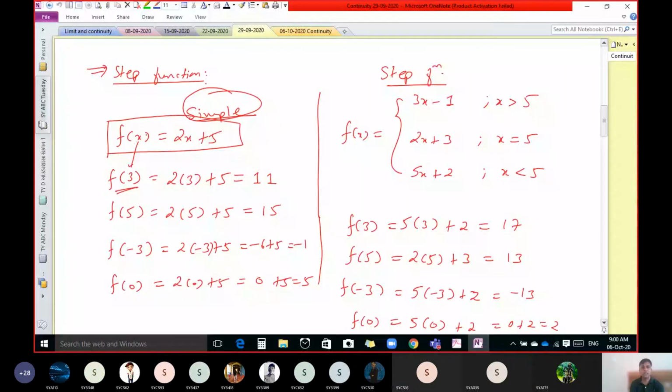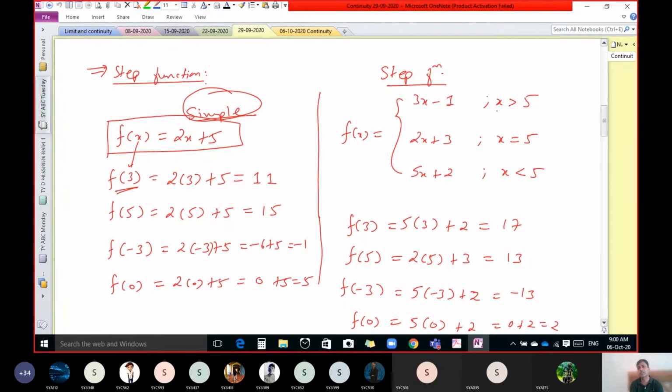It means it's a function in which for all values of x the function remains the same. For all values of x the function remains the same. That is known as a simple function. In a step function, it depends on the value of x.